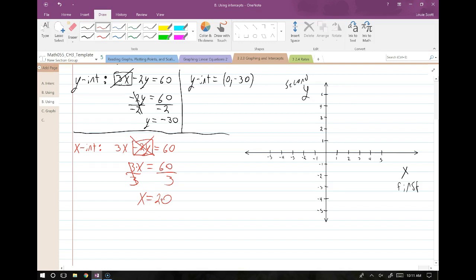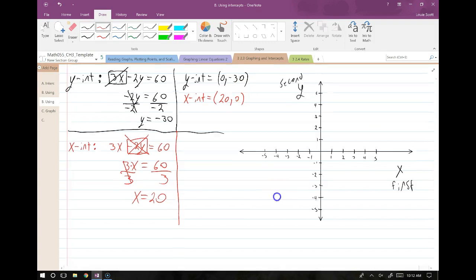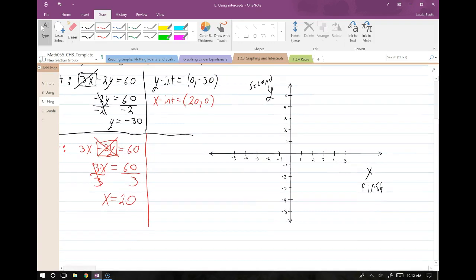All right, so now I'm going to fully list my x-int. I'm just going to list it up here so I have them next to each other. X-int is equal to the point 20, comma 0. I'm definitely going to have to scale these axes. And actually, since they're both in units of even tens, right?